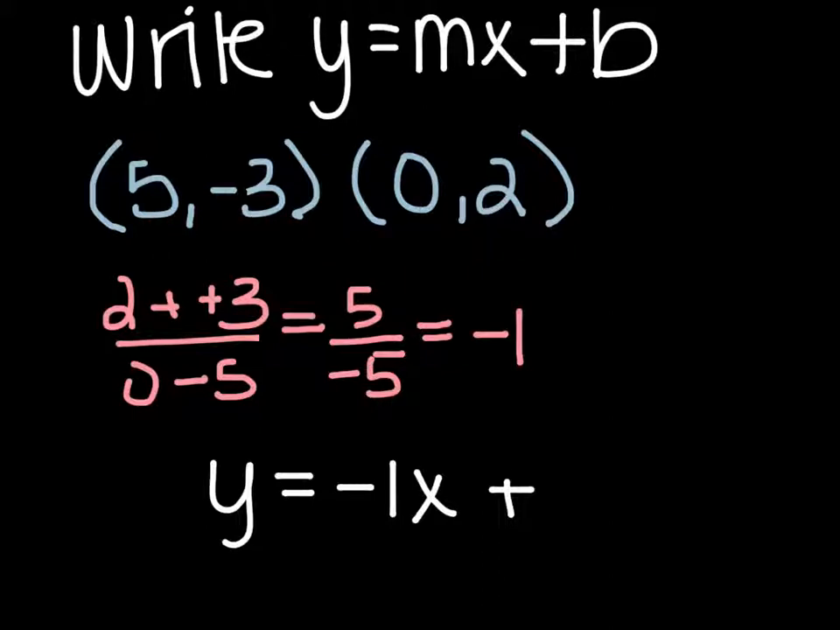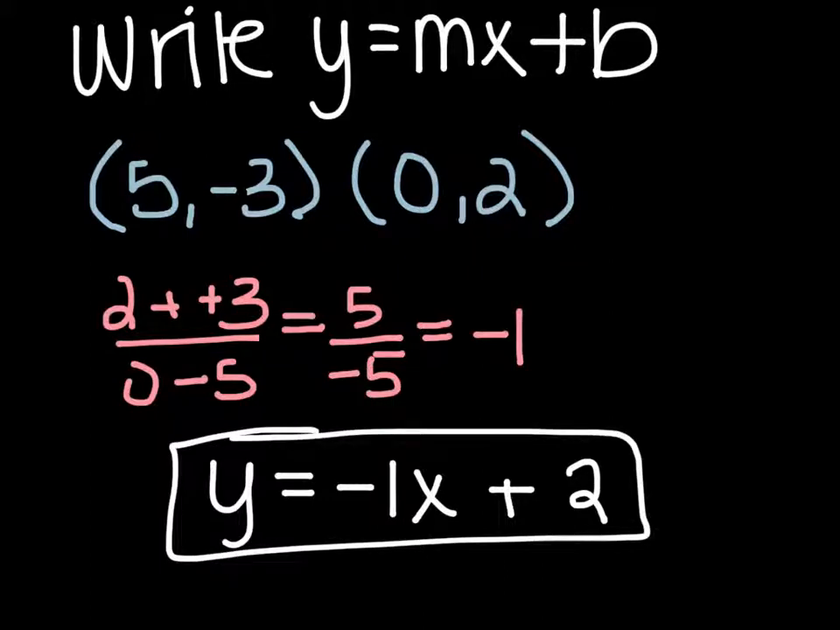That wouldn't be touching the y-axis. But since this one has an x-coordinate of 0, that means that 2 is the y-intercept. So I can just say y equals -1x plus 2. Another way that answer could look is just y equals -x plus 2.